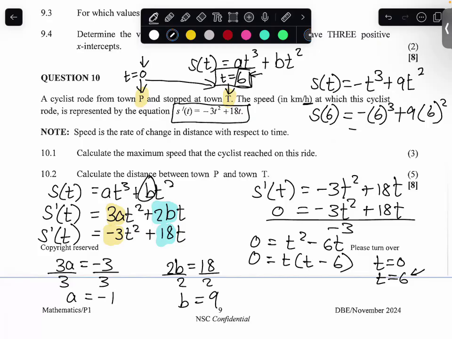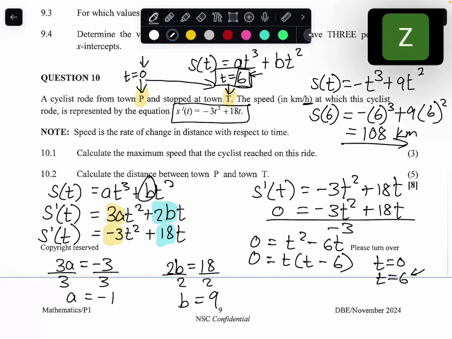And so that will give me the distance between town P and town T. When you sub all of that in, it gives me 108. And so that's the distance between town P and town T. I hope that made sense because that was also tricky.